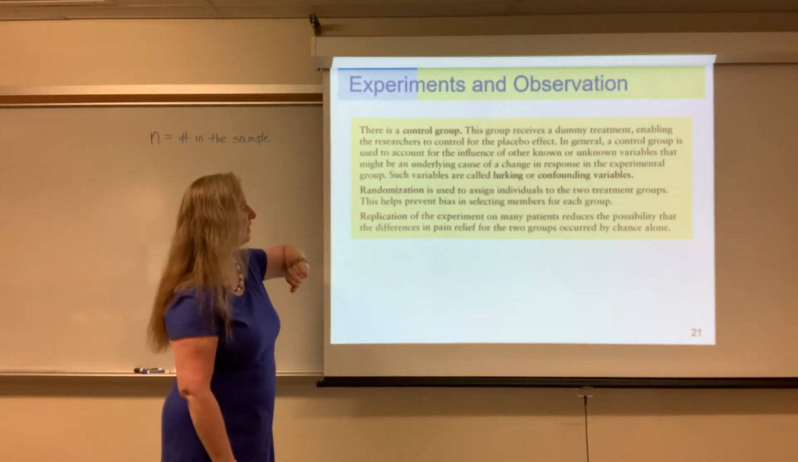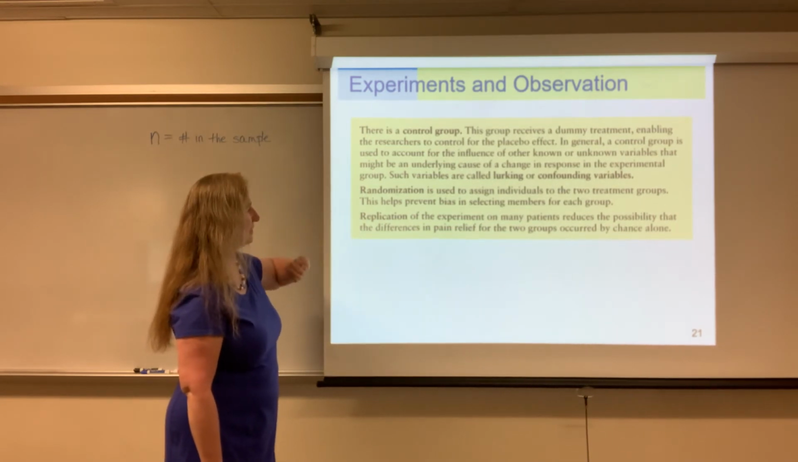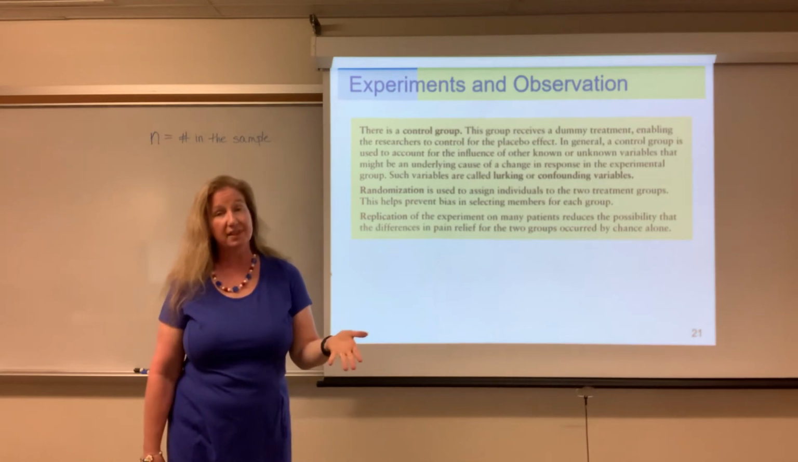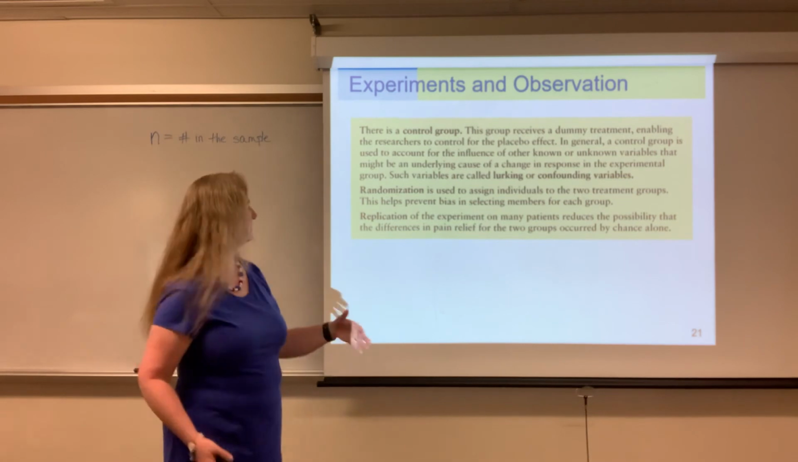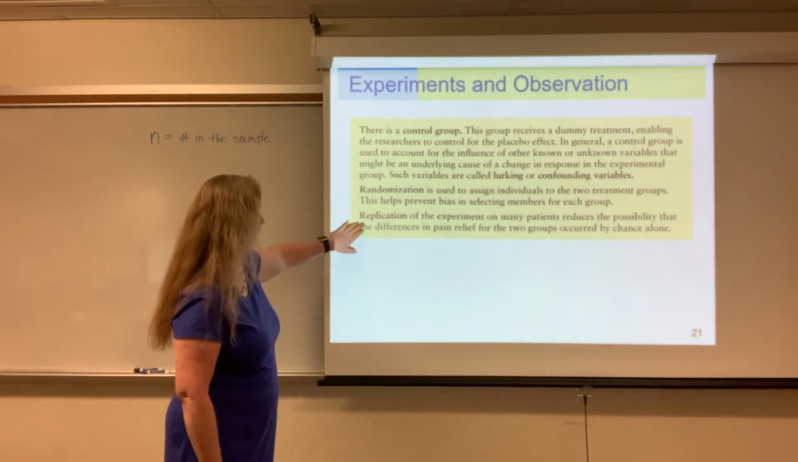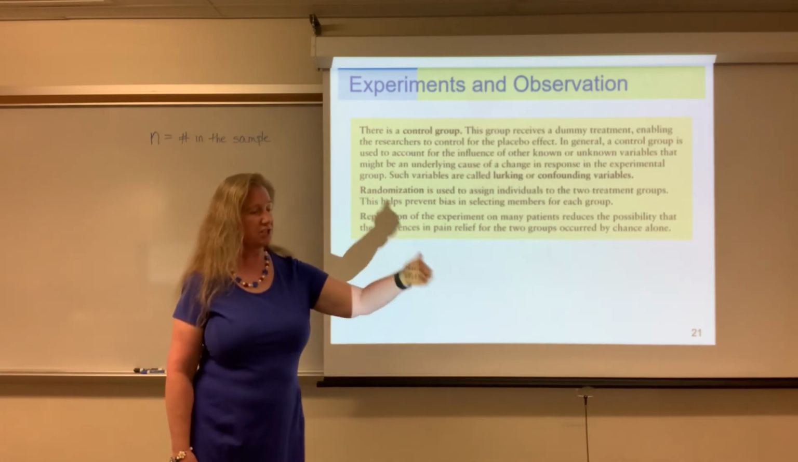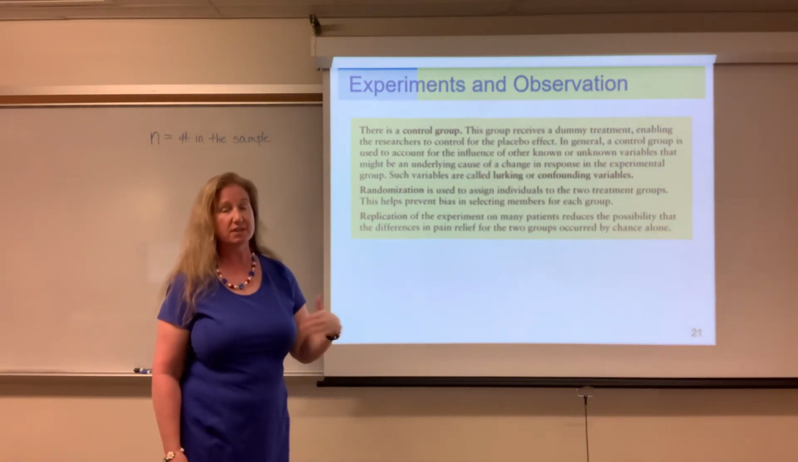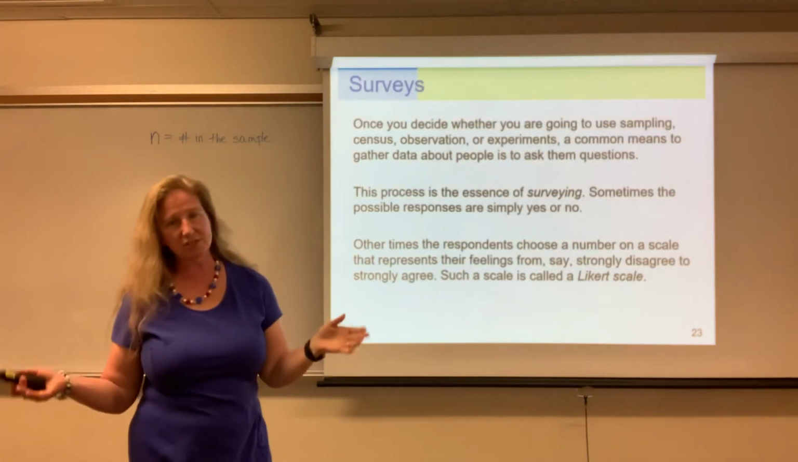Randomization is used to assign individuals to the two treatments. That helps prevent bias in selecting members, okay? Maybe I really like you, so I really want you to get this treatment because I really think it's gonna help you. I can't do that, or that's bias. Replication means that if I redid the study, I would get very similar results, okay? That's replication.